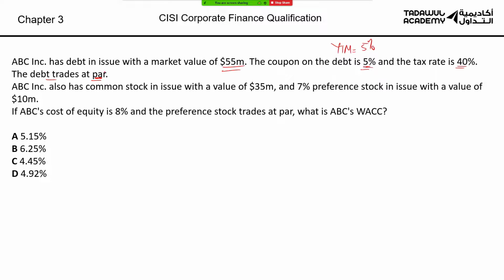If the debt is trading above or below par, which is nominal, the yield to maturity will be different from the coupon. They also have equity of 35 million and 7% preference shares in issue with a value of 10 million. ABC's cost of equity is 8%, so they've already given it to you, no need for you to calculate the expected return, and the preference shares trade at par. So again, the yield on the preference shares is equal to the dividend distributed. What's ABC's cost of capital? You've got 2 minutes.